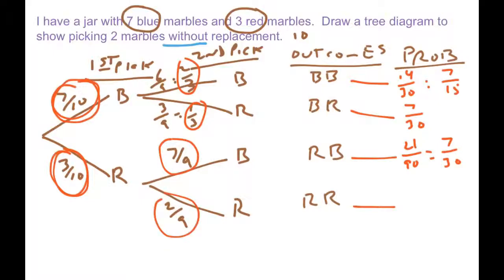That'll be 6/90, which I'll simplify because 3 goes into both of those. 2/30. One more time. Well, 6 went into both of them. 1/15. Alright, once again, if I add up this 7/15, 7/30, 7/30, and 1/15, it would add up to 1.